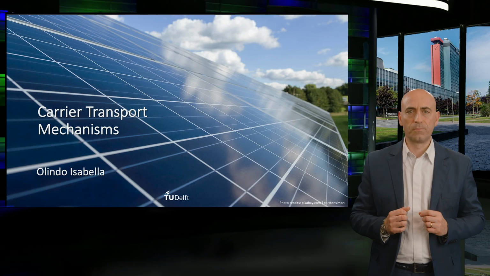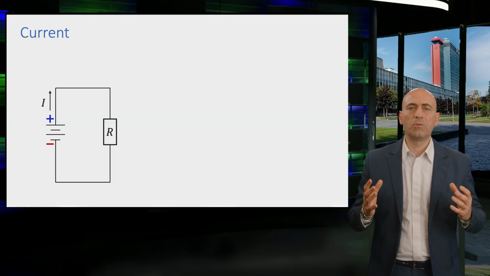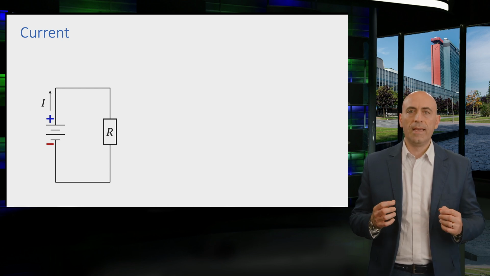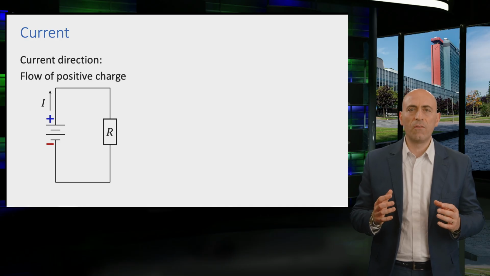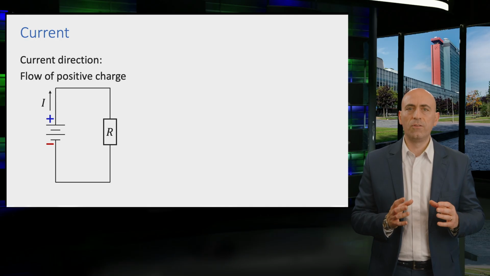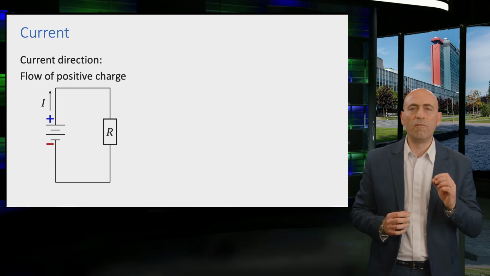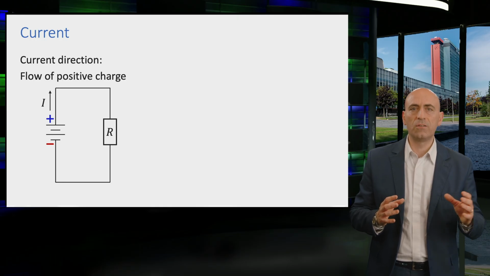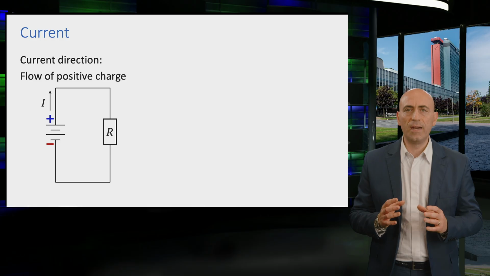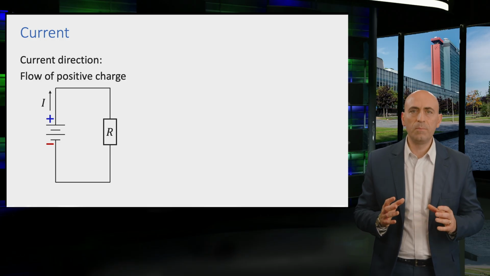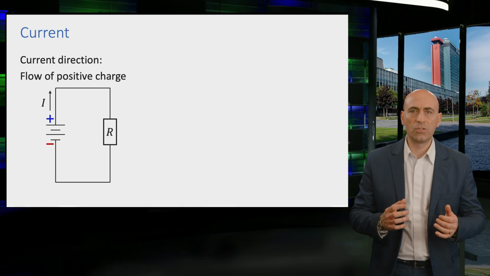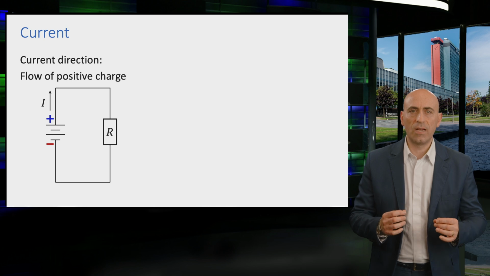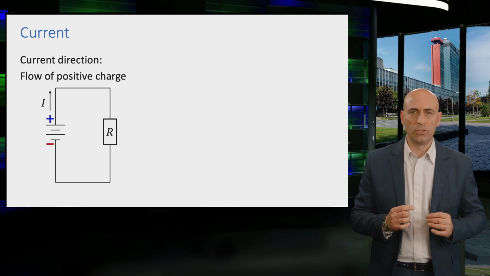cause an electric current. Before we look at the different transport mechanisms, let's briefly recap what we mean by electric current. In a simple circuit like this, we define current as the movement of charge carriers, and the direction of current is determined by the flow of positive charge. If electrons that carry negative charge are flowing in a certain direction, the direction of current is defined to be in the opposite direction. This means that electric current is in the opposite direction as the flow of electrons. And electric current is in the same direction as the flow of holes that carry positive charge.